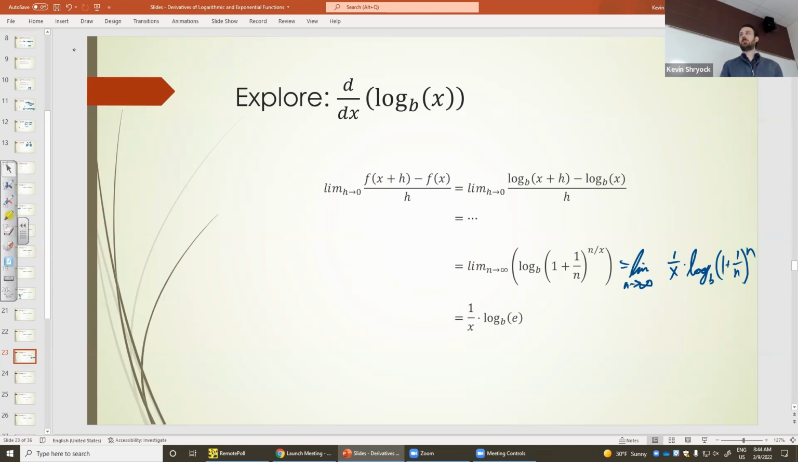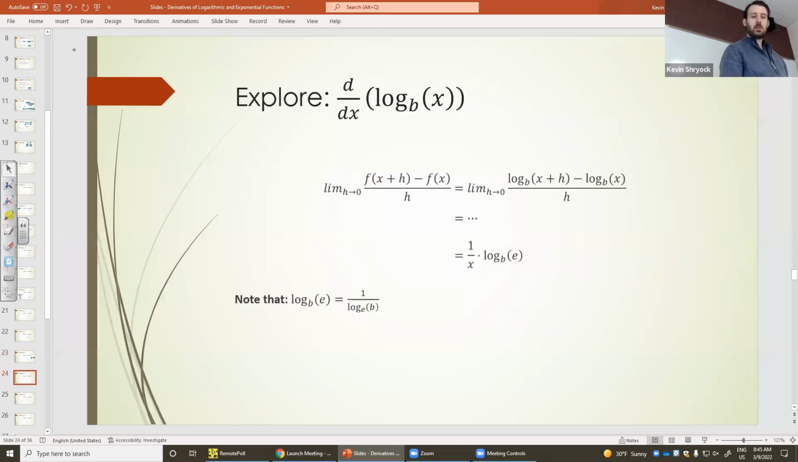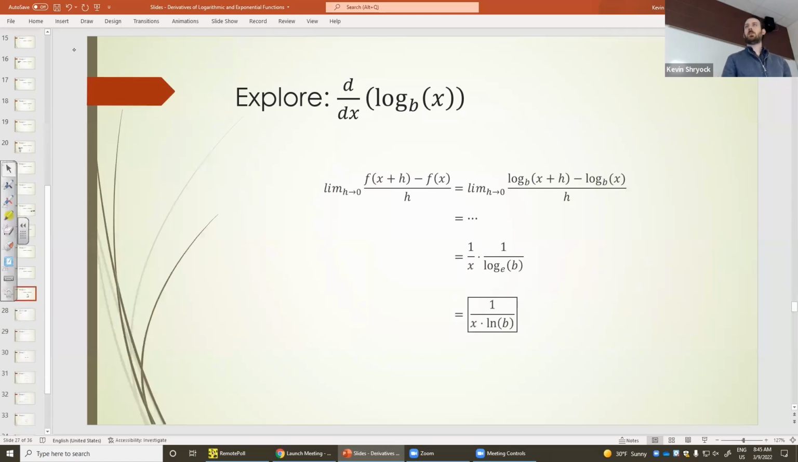Well, now I've got log base b of e. That doesn't sound right. We're more used to saying log base e of something, right? So I need to be able to flip that base with the argument. And we explored that property. If I flip the base and the argument, I just need to make it a reciprocal, right? So I can do that. Notice that to flip the arguments, I make it a reciprocal. Log base e is what? What's a nicer word for log base e? Natural log. Let me get our final form.